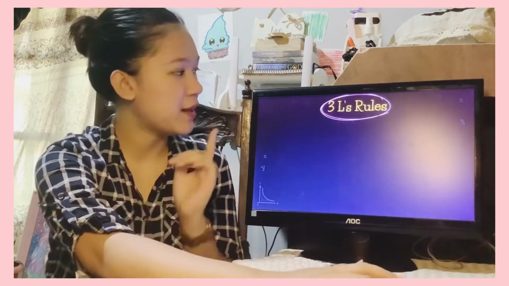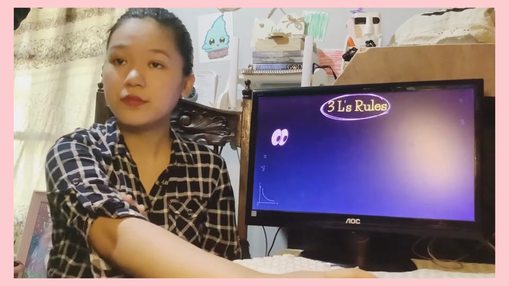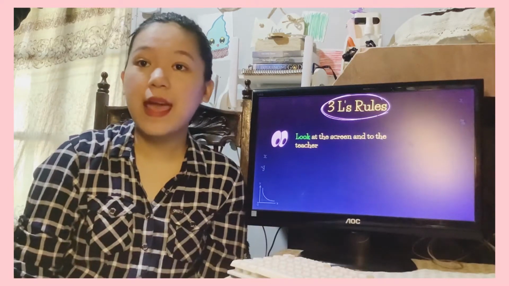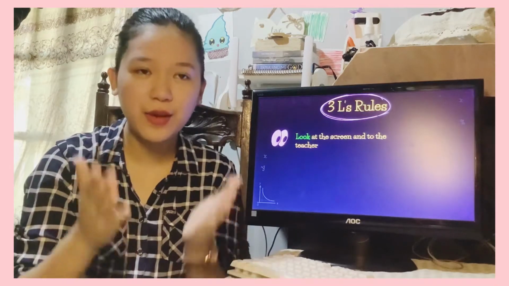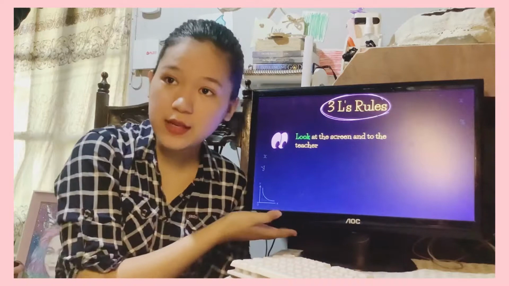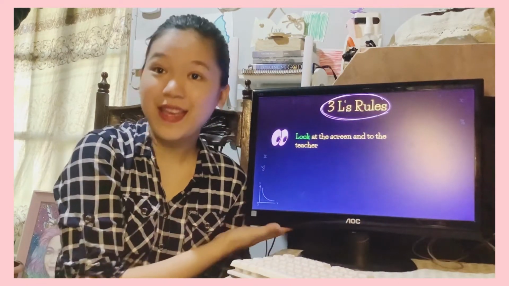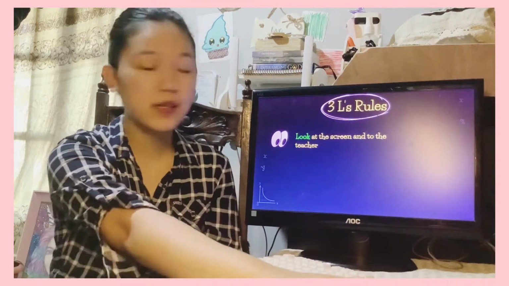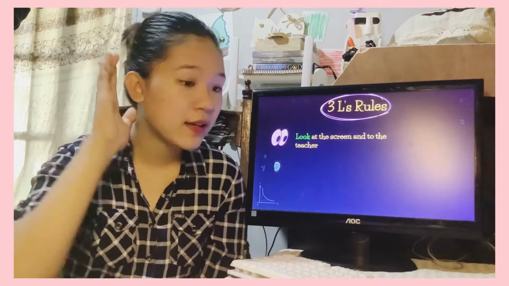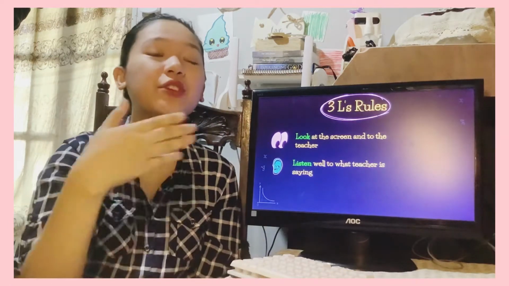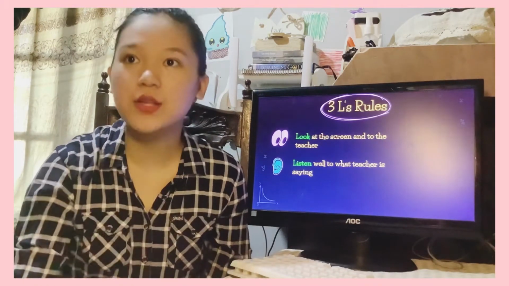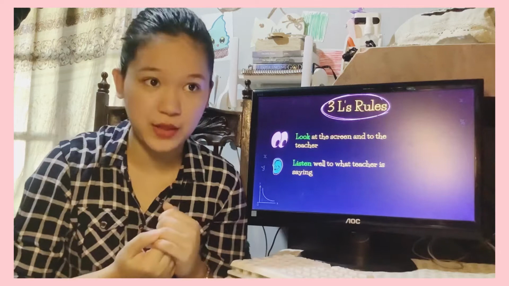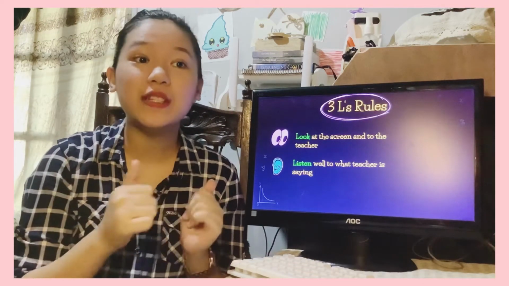Now, first, our 3 L's rules. Our first is, whenever Teacher Bree is pointing to her eyes, it means look at the screen and the teacher. You have to look carefully. You have to focus your eyes and your attention on our electronic screen and on me, your teacher. Very good. Now, what is the other L rule? Whenever teacher is doing like this, you have to listen well to what the teacher is saying. So you have to listen throughout our discussion in order for you to answer all the activities, so you can get all the stars. Very good.